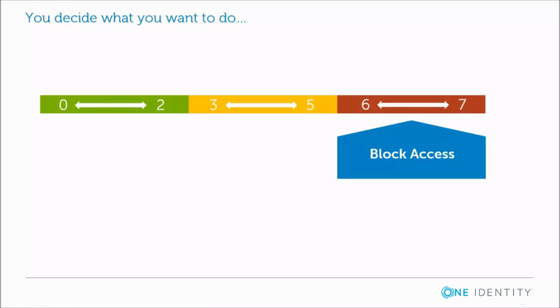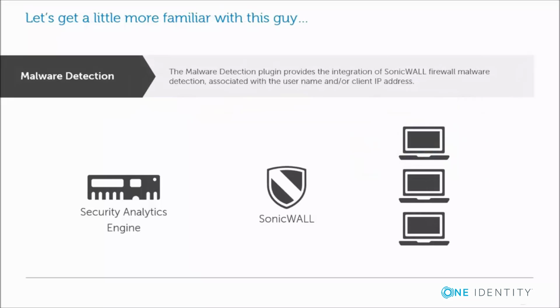But before we do, let's take a closer look at how we integrate with SonicWall. Basically, we're going to use the malware detection plugin. Think of the systems that are at your company and the fact that the signals that are traveling through the network are basically going through the SonicWall firewall device. At any one point, one of these machines may become infected, and when that happens, SonicWall is notified, and SonicWall sends that information over to the Security Analytics Engine.